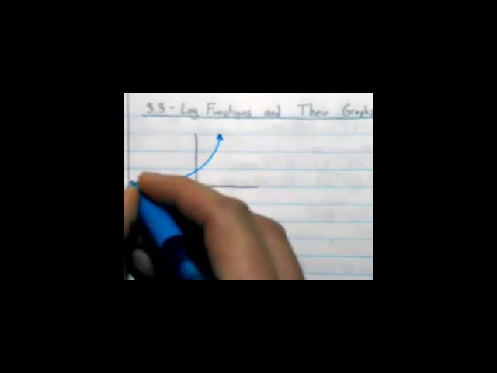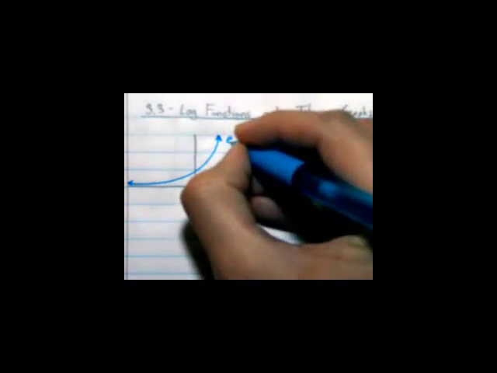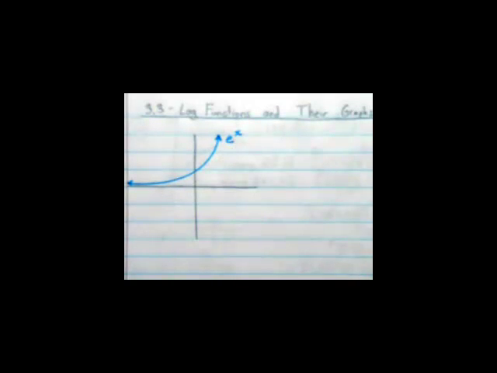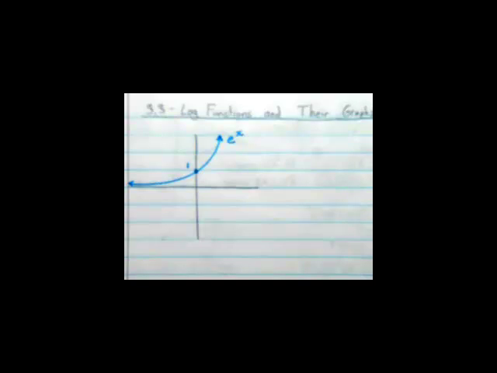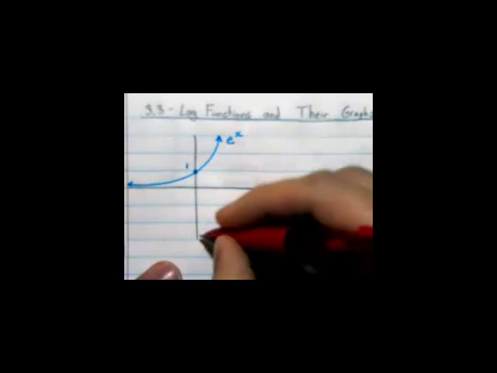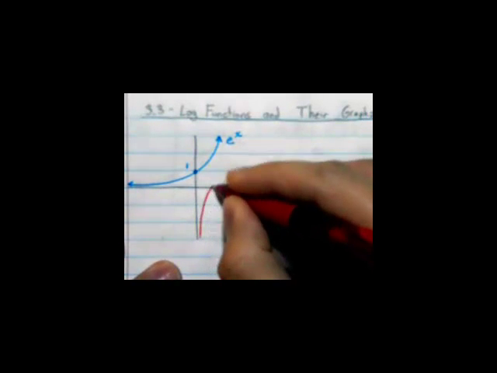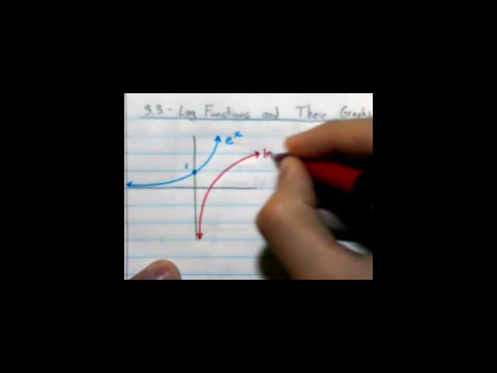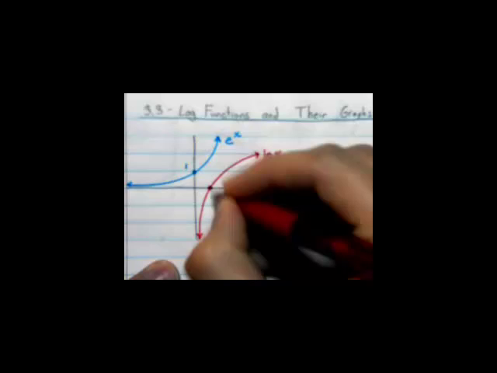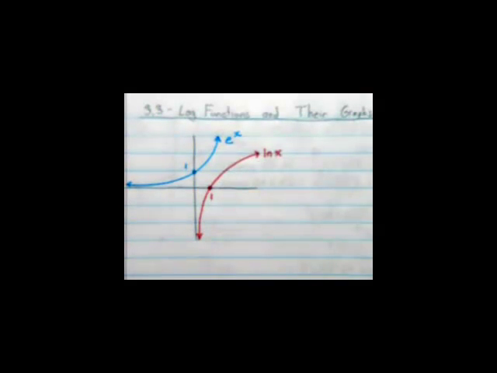So remember we talked about our basic functions. One of our parent functions was e to the x, and it looked kind of like that, and it passed through the point 1. And then a log graph, the natural log, was also one of our basic functions. Looked like this. Also passed through the point 1, but on the x-axis, not on the y-axis. What do you notice about the graphs of those two?